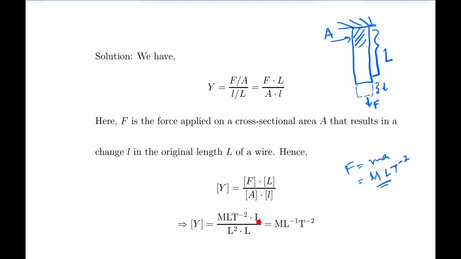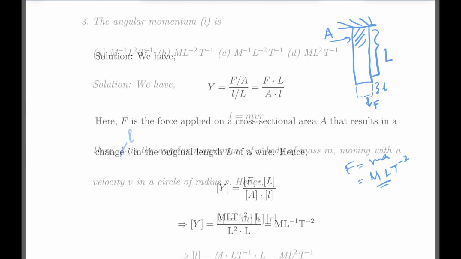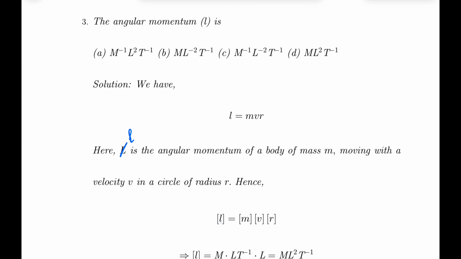For L, this is L here. Area is L square. This is length into breadth, and both length and breadth have the dimension of length, so this is L square. And this is L. So this L cancels with this one, and this goes in the numerator. So this gives you the dimensional formula for Young's modulus as M L to the power minus 1 T to the power minus 2. Okay. Now the next question.